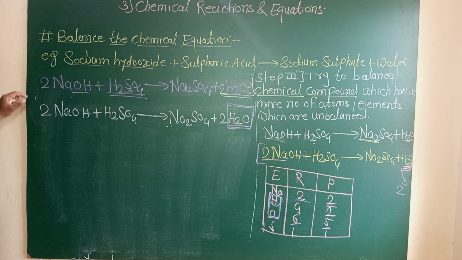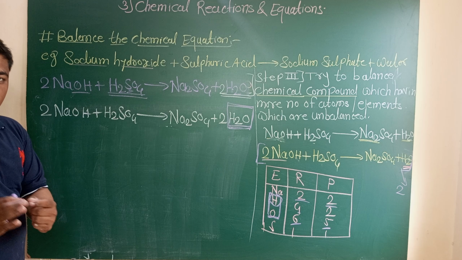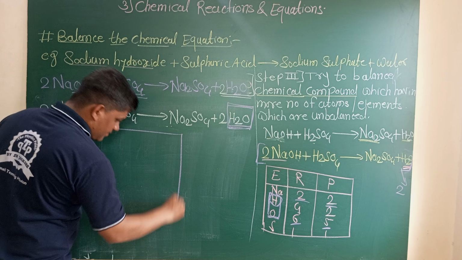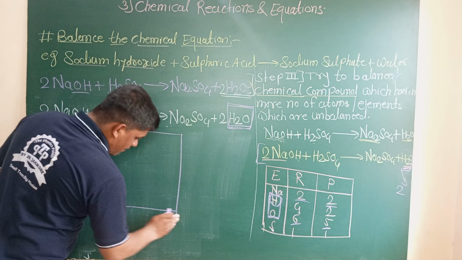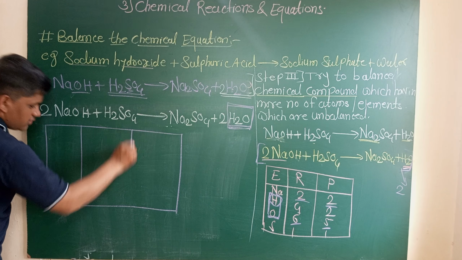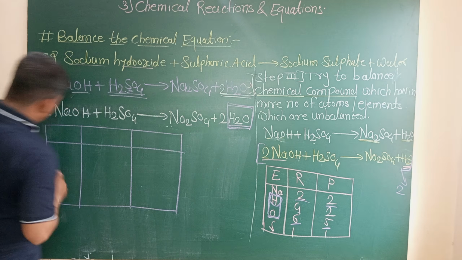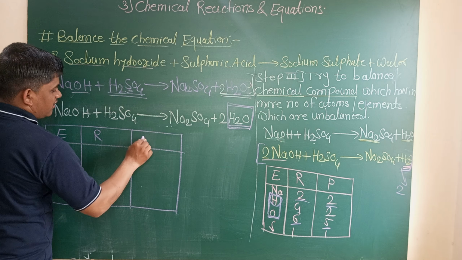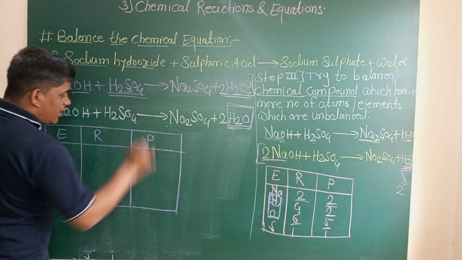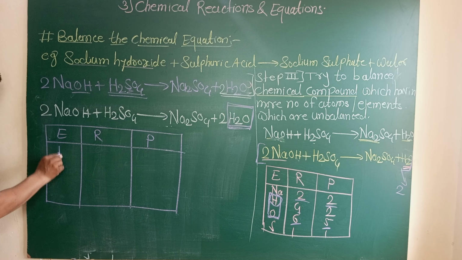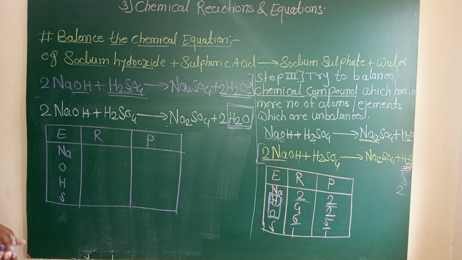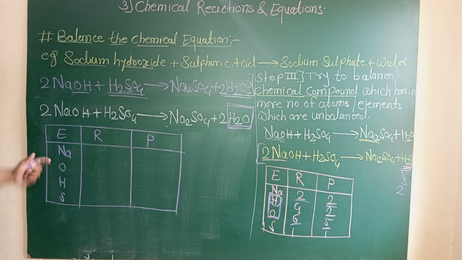Now identify whether the above newly prepared equation is balanced or not. Now make the table similar to the previous step. I think the above equation gets balanced. First column for the element, second column for the number of atoms of that element in the reactant, and third for the number of atoms of that element in the product. First of all, sodium, oxygen, hydrogen, and sulfur. You may change the sequence of the elements.